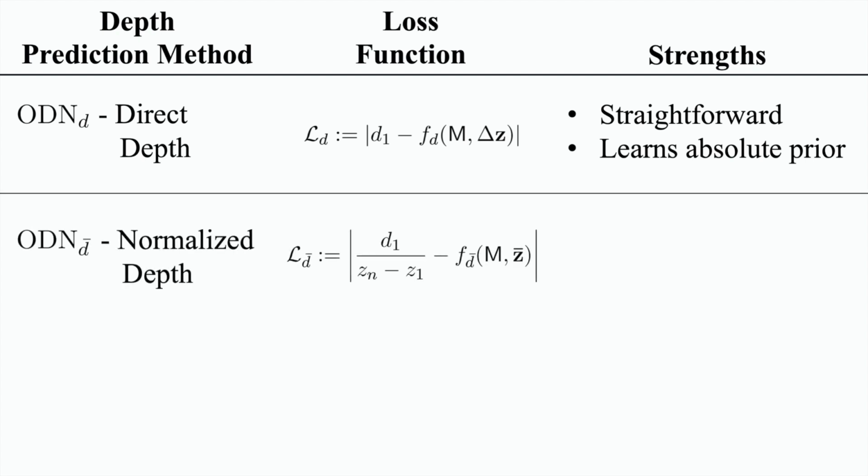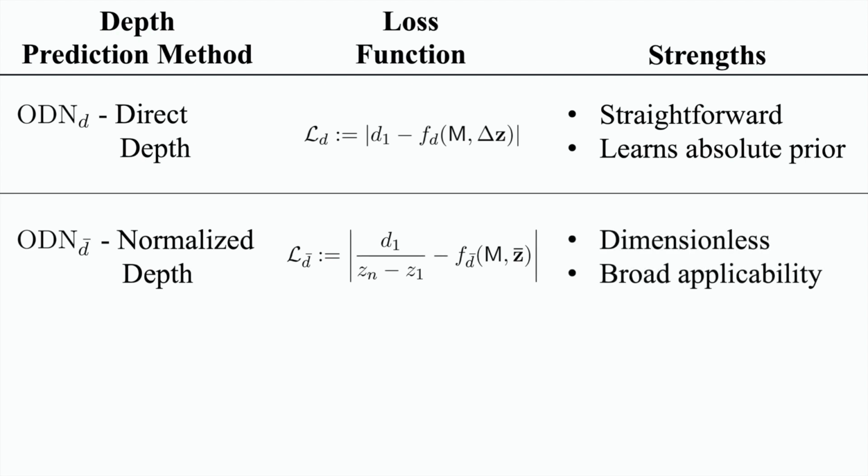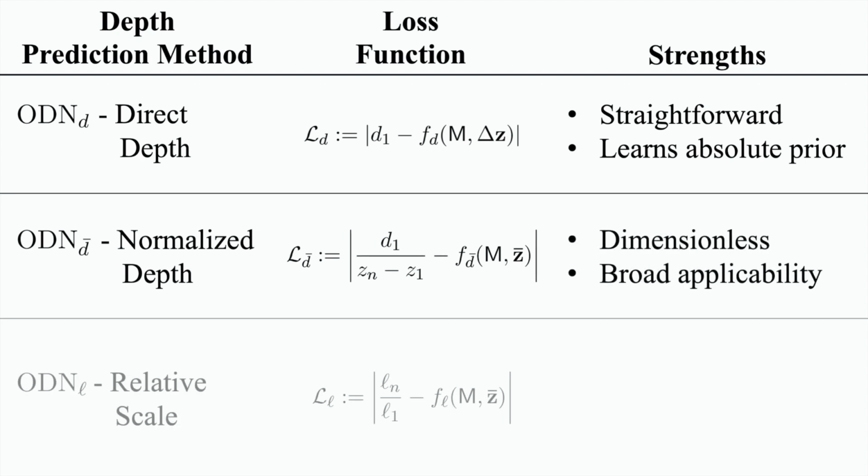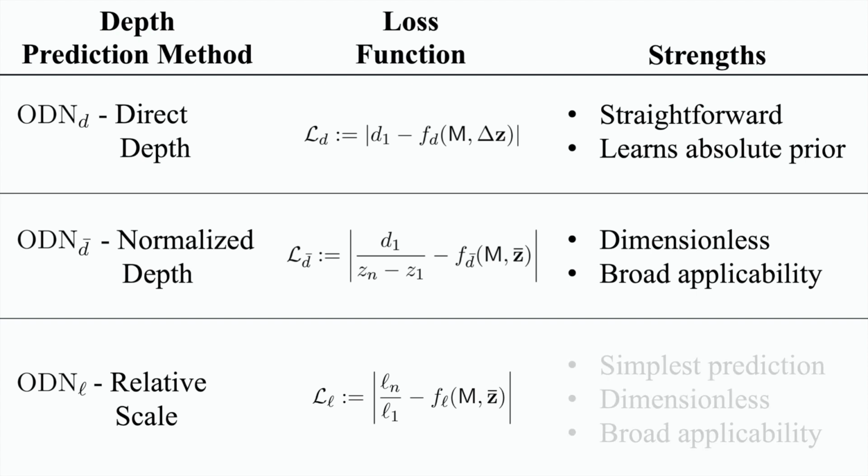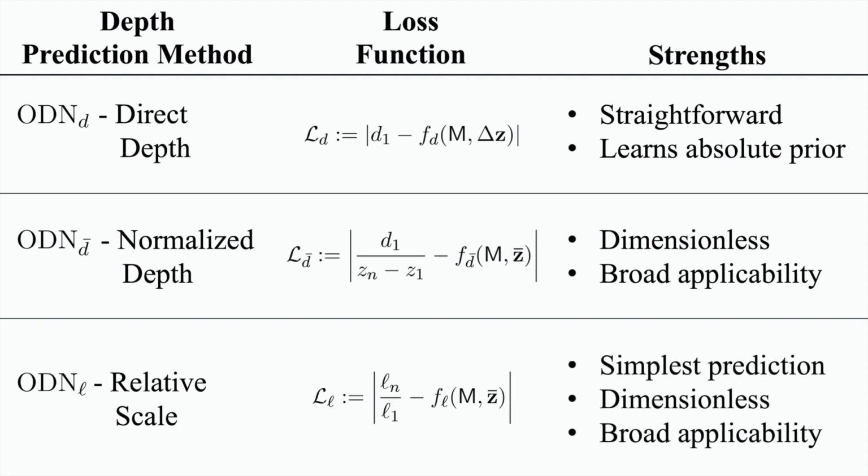Our next approach learns to predict normalized object depth using a normalized relative distance input. Because this network predicts object depth relative to the camera movement range, its dimensionless prediction is more broadly applicable. Our final network learns to predict the relative change in scale between the first and last observations, which we use within our optical expansion derivation to solve for object depth. The benefit of this approach is that the network's prediction task is simplified while remaining dimensionless and broadly applicable.